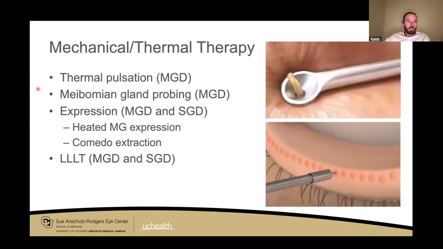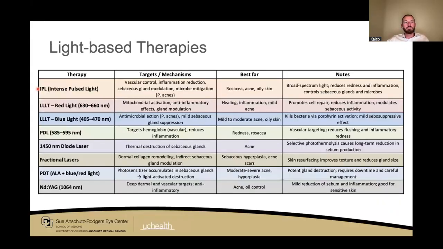When it comes to mechanical and thermal therapy, there are things like thermal pulsation for MGD and meibomian gland probing for MGD. Expression is actually done for MGD and sebaceous gland dysfunction. And then we use low-level light therapy for MGD and SGD. And we also use IPL for both conditions. So this is a breakdown of all the different light therapies done for sebaceous gland dysfunction.